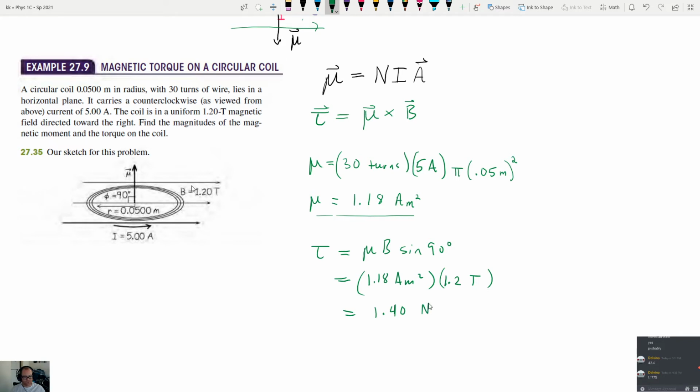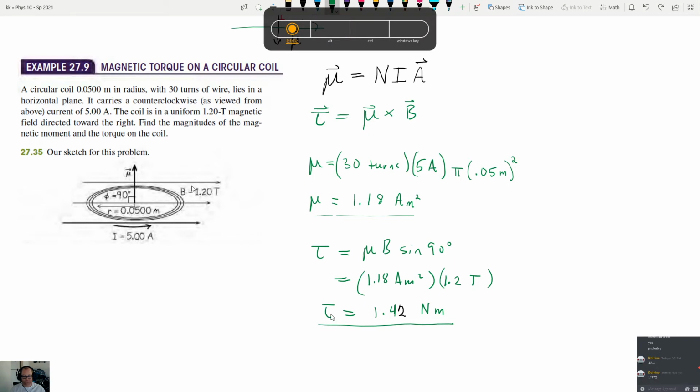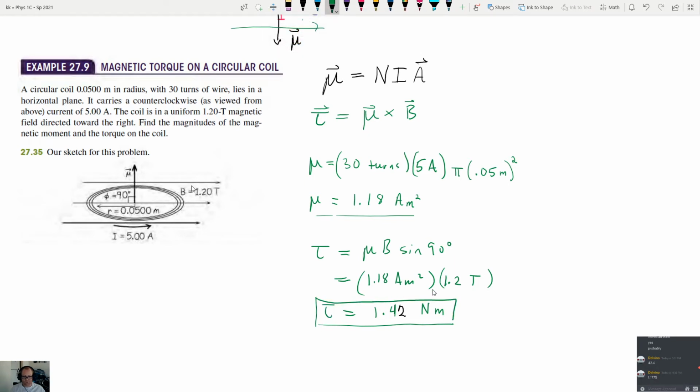Torque, newtons times meters. I got 1.42. That sounds right. I knew it had to be less than 1.44 because this is basically 1.2 times 1.2, which is 12 times 12, which is 144. But 1.42, and yeah, there's our answer. That is the torque.